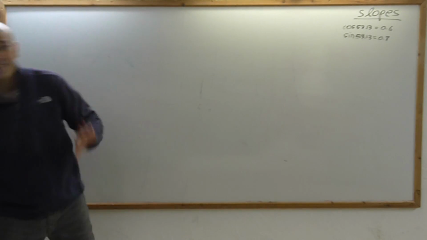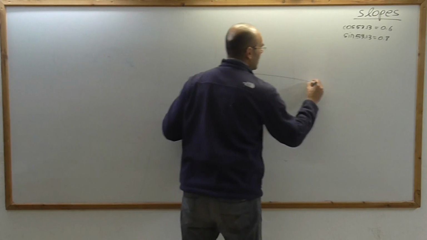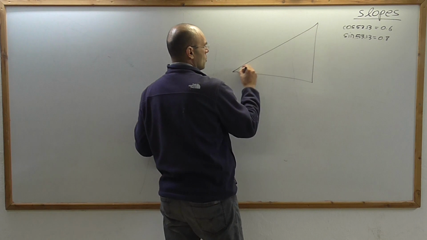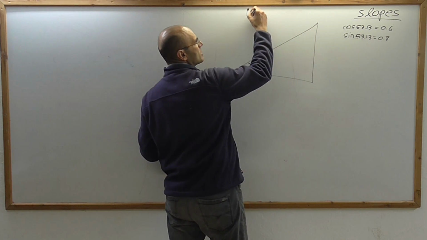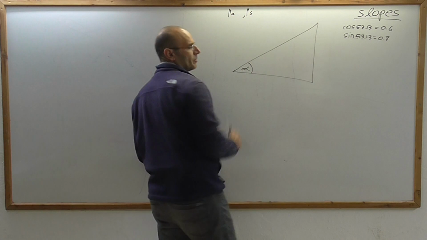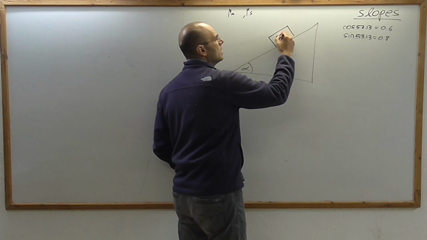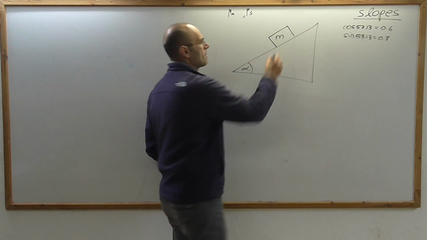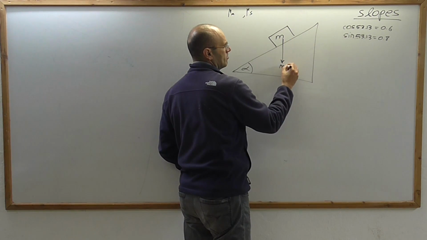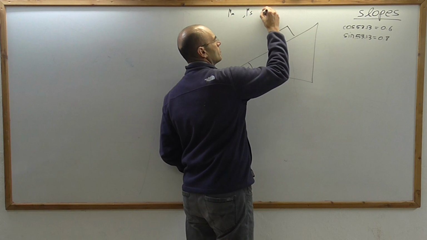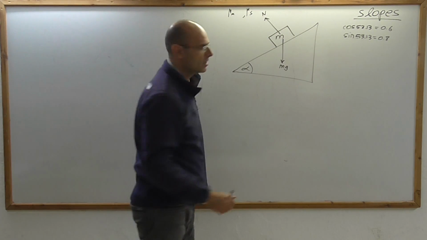Okay, let's analyze it. So, I have a slope with alpha. Let's say I have mu static and mu kinetic. And I have a mass here. Let's apply forces on the mass: mg and the normal force, without the friction.